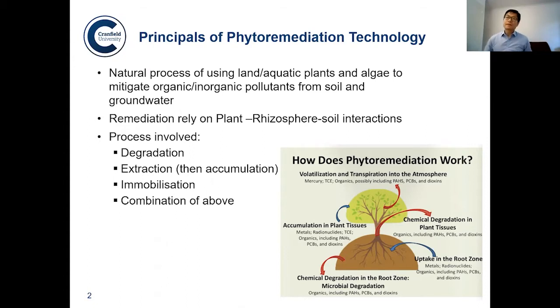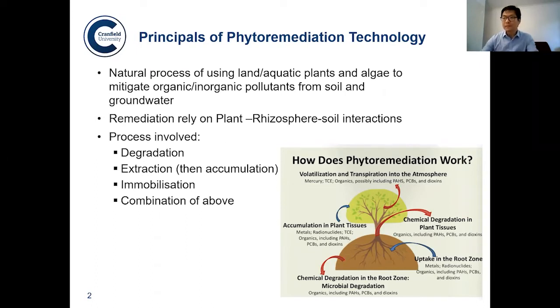So it is a biological process. Most of the process involved in phytoremediation involves the plant rhizosphere soil interactions. So any chemicals or heavy metal elements in the soil will be absorbed by the root system and taken up into the biomass.